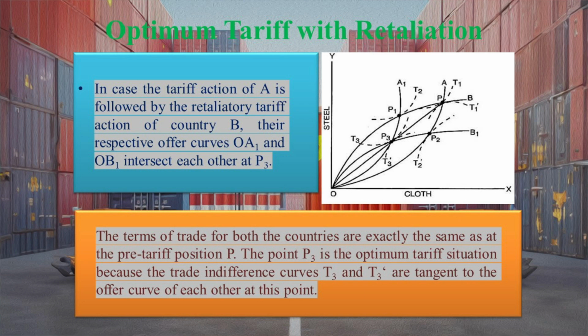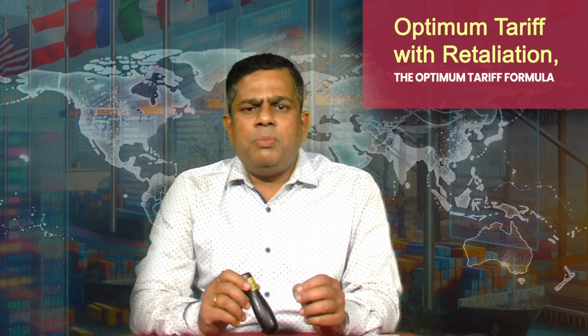So in this case, if country B also retaliates, what would be the result? We found that the TOT will become exactly the same as before the tariff was imposed. That means P3 is almost similar to point P. So at this point P3, the optimum tariff situation arises because of trade indifference curve T3 of country A and T-3 of country B, and they are tangent to the offer curve of each other at this point.